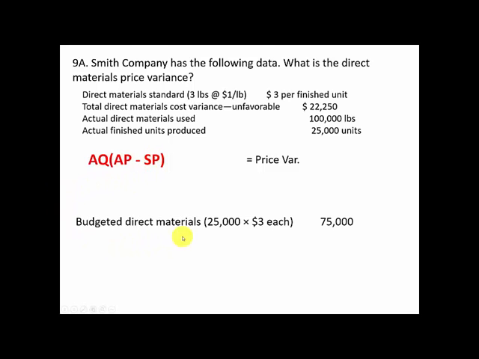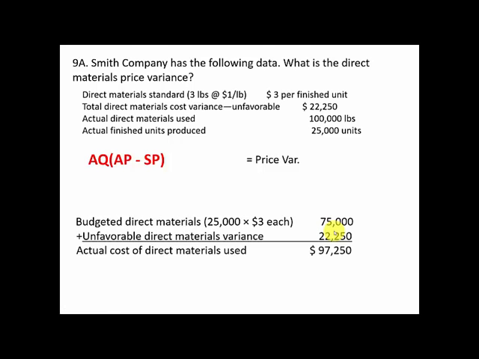The budgeted direct materials were 25,000 pieces. We made 25,000 of these pieces, and at standard, budgeted direct materials are $3 each. So each finished unit is $3 per unit. The budget for making this would be 25,000 units times the $3 per unit, which is $75,000.